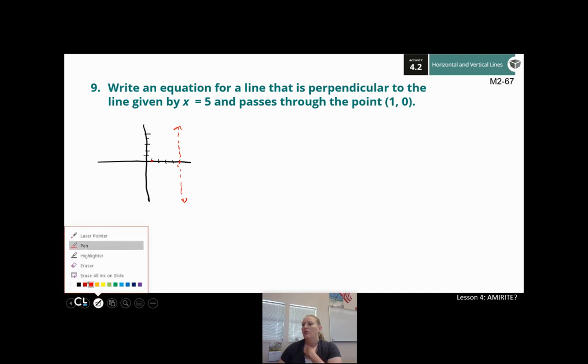Oh, so if it needs to be perpendicular to this guy, so it should be flat, but it needs to go through here, so it looks like my line needs to come right down the x-axis. And it hits my y-axis at 0, which makes sense because I have a 0 for my y-coordinate. So that means it's going to be a horizontal line at y equals 0.